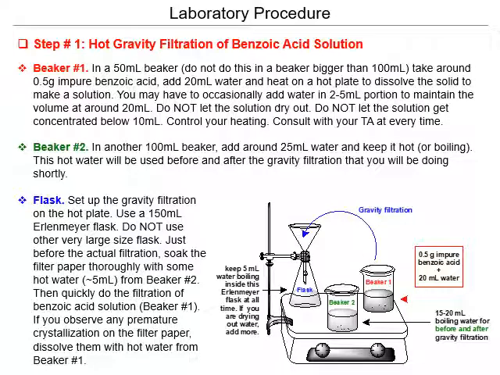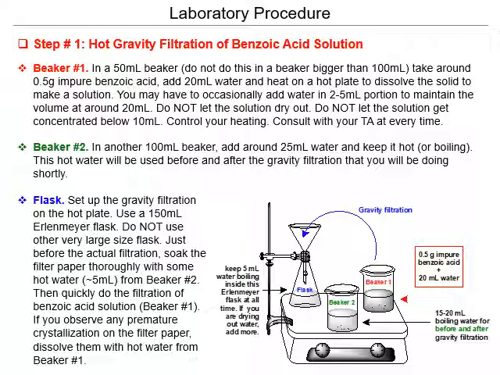Also, you don't want to add a lot more solvent, in this case water, because then it's much harder to form crystals if you add a lot more solvent. Therefore, you have to control your heating, but you also have to make sure that you only add 20 ml of water, right? In the second beaker, you add around 25 ml of water, and you keep it hot. You should keep it boiling. This hot water will be used before and after the gravity filtration that you'll be doing shortly.